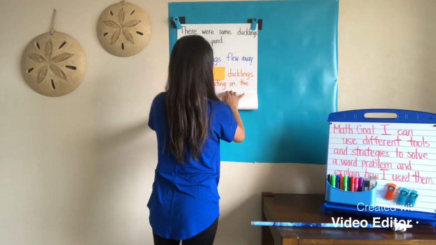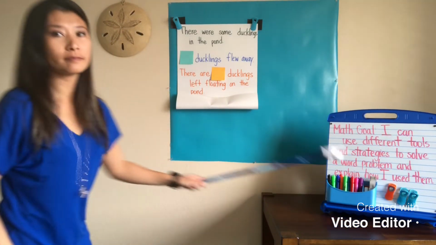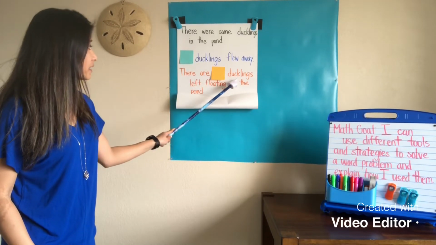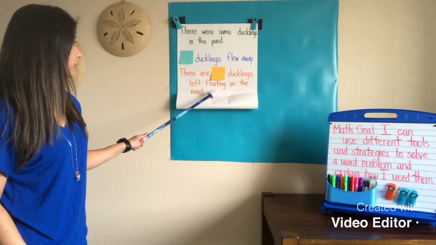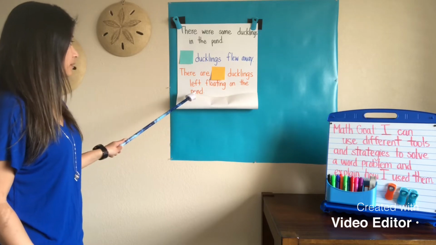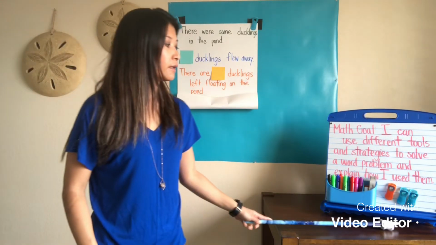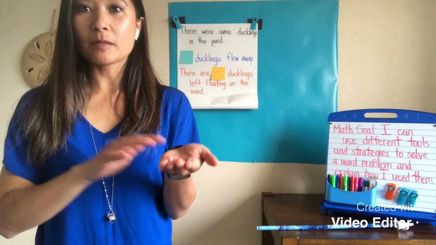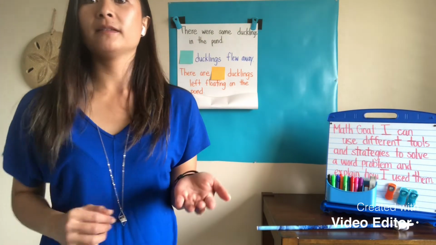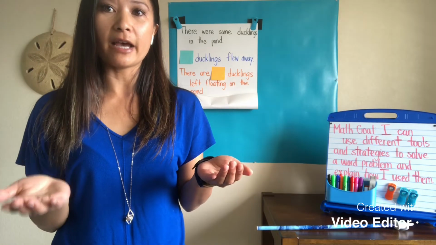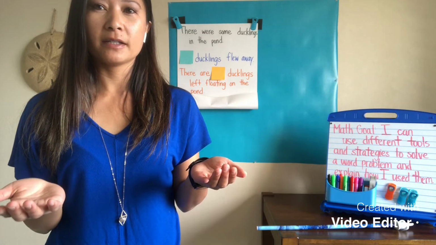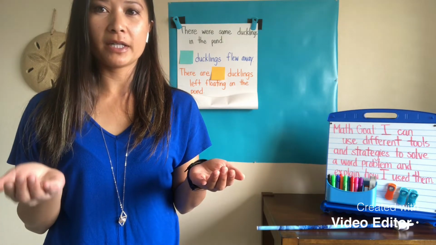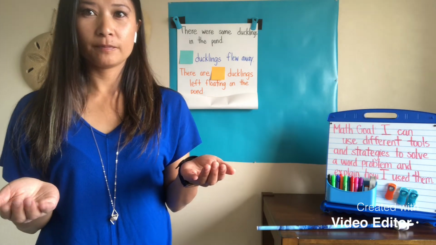Let's look at the next part of our word problem. It says, there are some ducklings left floating on the pond. Okay? So again, we had some ducklings floating in the pond. Some of these ducklings flew away, but there's still some ducklings left floating in the pond. Is that going to be more or less than how many ducklings we started with?